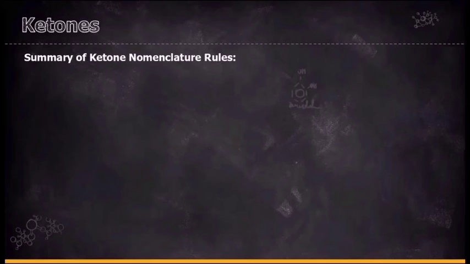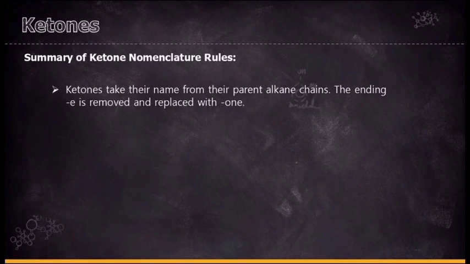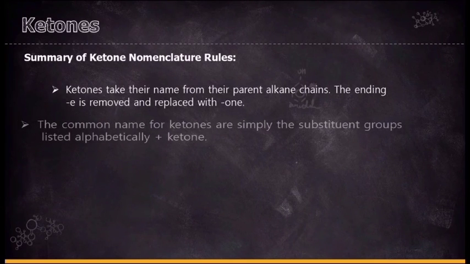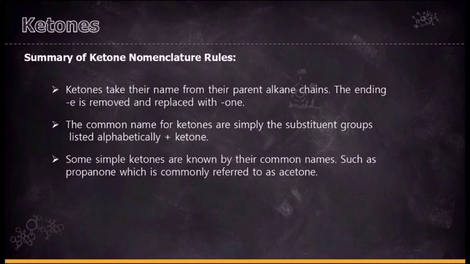The summary of ketone nomenclature rules. Ketones take their name from their parent alkane chains. The ending -e is removed and replaced with -one. The common names for ketones are simply the substituent groups listed alphabetically plus ketone. Some simple ketones are known by their common names, such as propanone, which is commonly referred to as acetone.